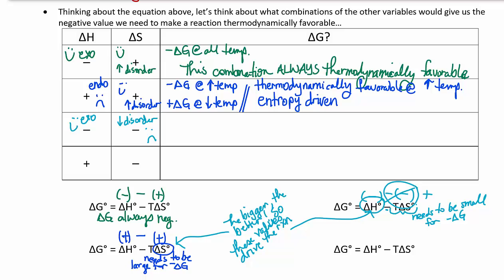So in this case, right here, we'll have a negative delta G at low temperatures, and we have a positive delta G at high temperatures. So this type of reaction with a negative delta H and a negative delta S is thermodynamically favorable at low temperatures.